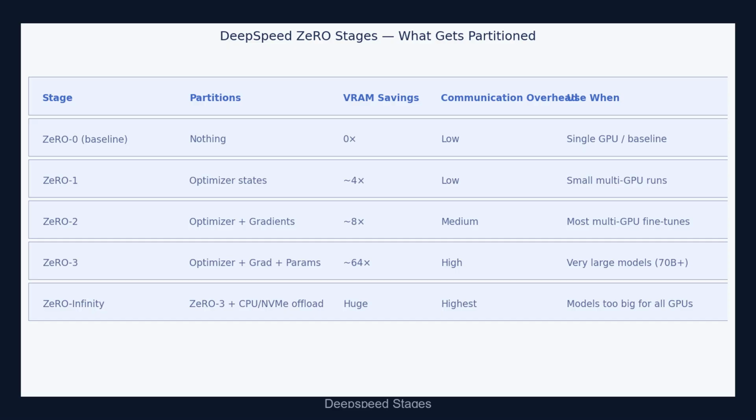ZeRO Infinity extends Stage 3 by offloading to CPU RAM or NVMe storage, enabling models that exceed total GPU memory. For your P40 setup running LoRA fine-tuning, Stage 2 is likely the ceiling of what you'd need, but knowing the full progression helps you reason about scaling.